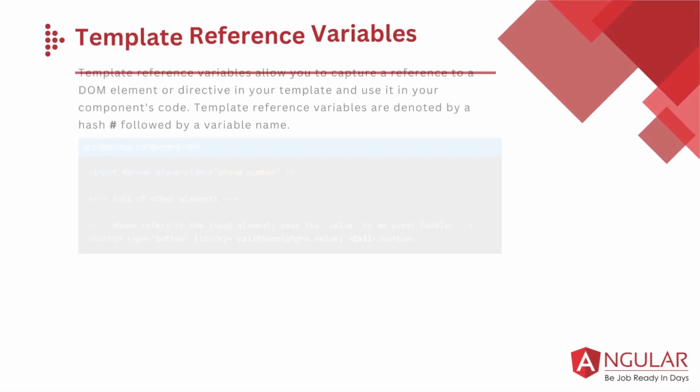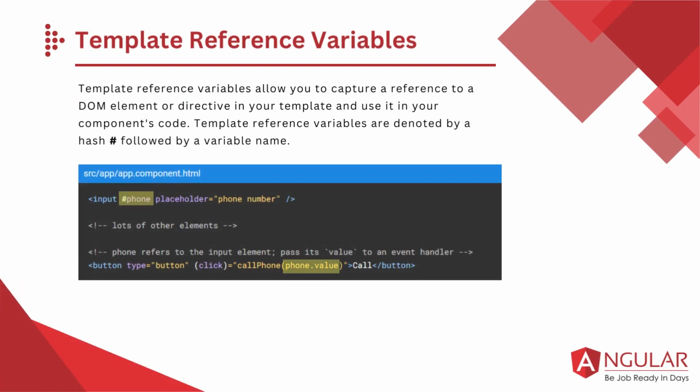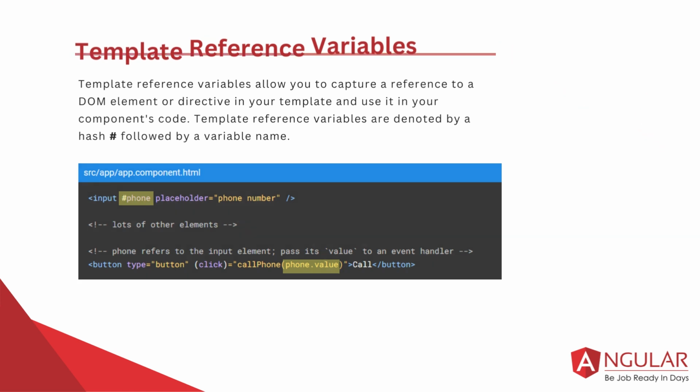8. Template reference variables. Template reference variables allow you to capture a reference to a DOM element or directive in your template and use it in your component's code. Template reference variables are denoted by a hash, followed by a variable name.